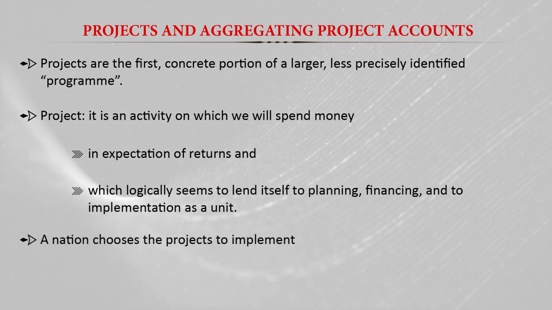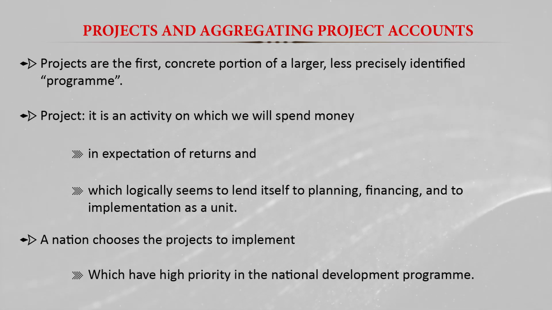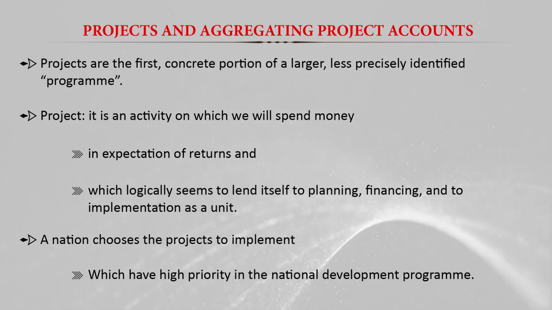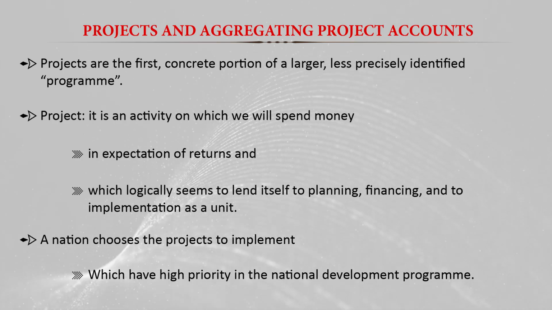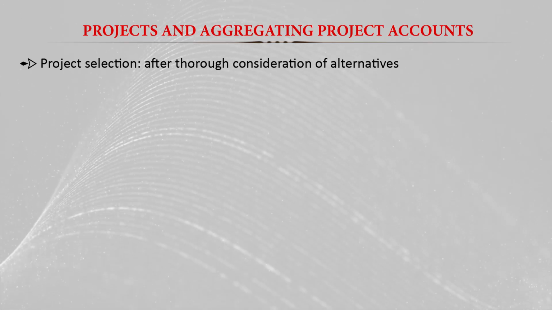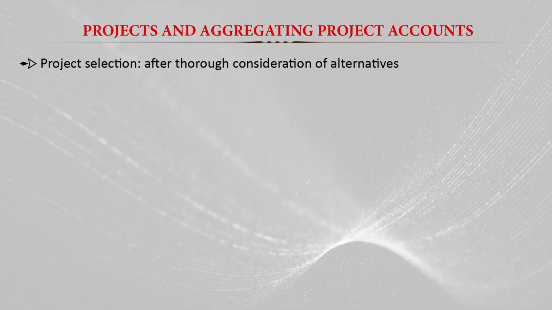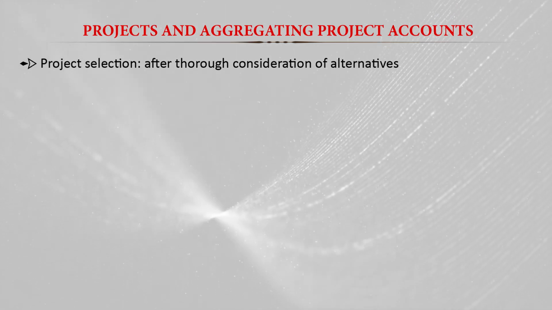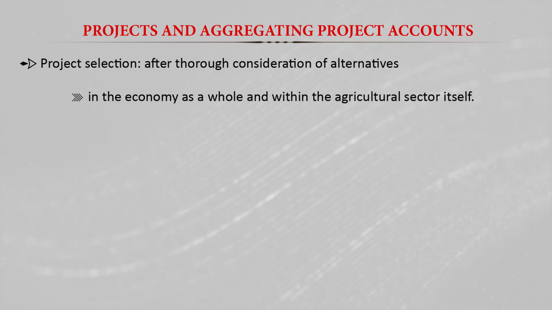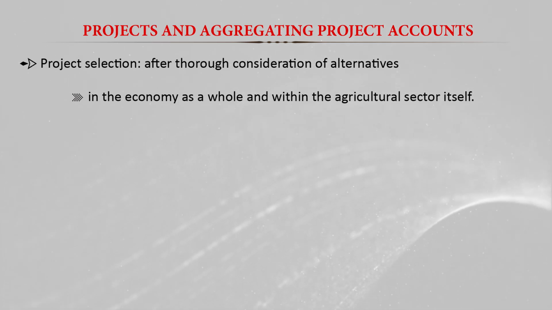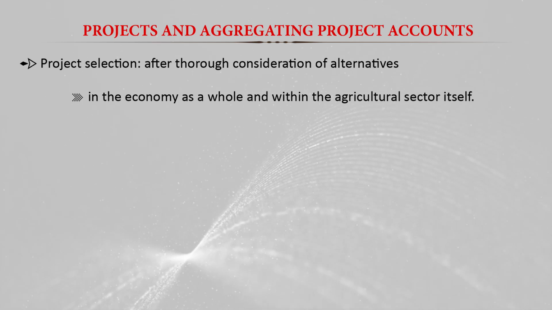Basically, a nation or country chooses those projects for implementation which have high priority in the national development program. So when we identify projects, we always keep in mind the national development programs. For project selection, there are a number of alternative projects, and we give thorough consideration to the alternatives in the economy as a whole and within the agriculture sector itself. So we analyze all the alternatives available, keeping in view the economy as well as the agriculture sector itself.